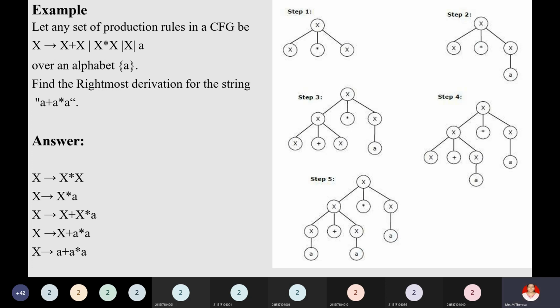Can you understand what leftmost derivation and rightmost derivation are? If you choose the leftmost non-terminal to replace by any one of its production rules in order to derive a string, that is called leftmost derivation. If you choose the rightmost non-terminal to replace by any one of its productions to derive a string, that is called rightmost derivation. Clear?